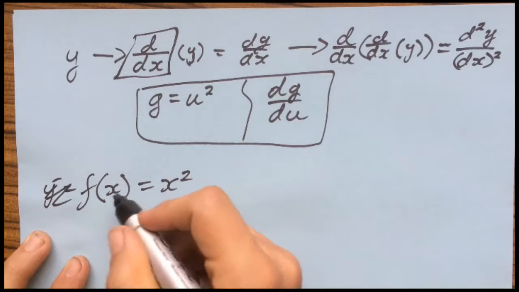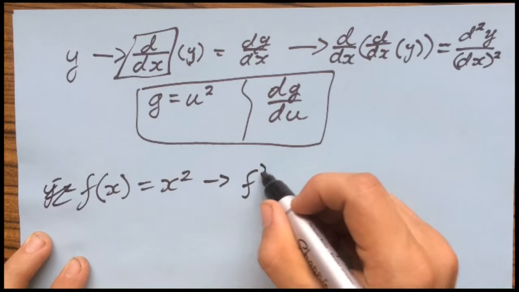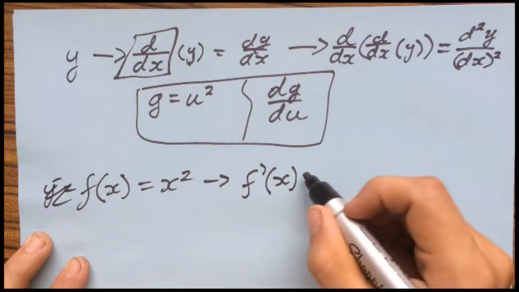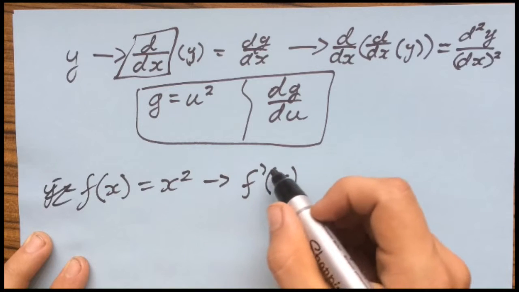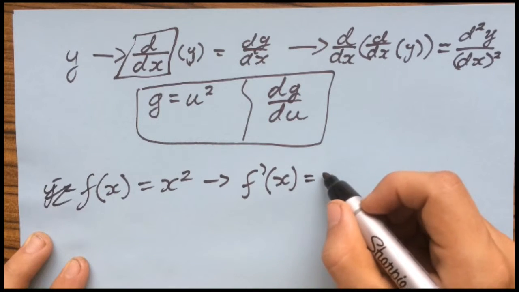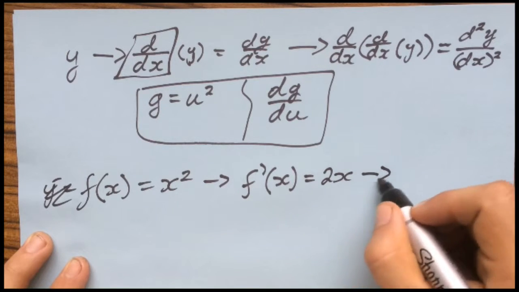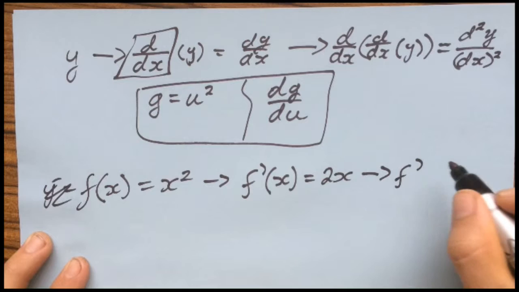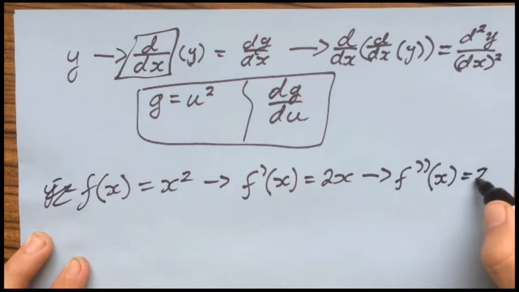If we were to derive this function, the notation would look like f dash x, which is saying f, the first derivative, with respect to x. So it's the function with respect to x, which would be 2x, the derivative. To derive that again, you would write f dash dash x, which equals 2.